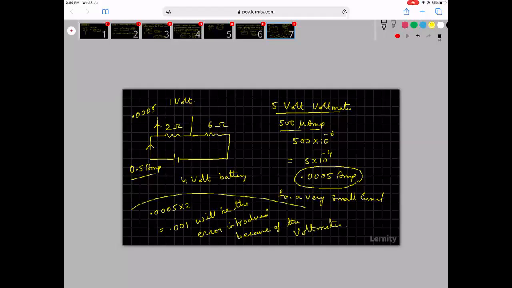These kind of questions won't come in NCERT. This will come in NCERT. Very good, no problem.